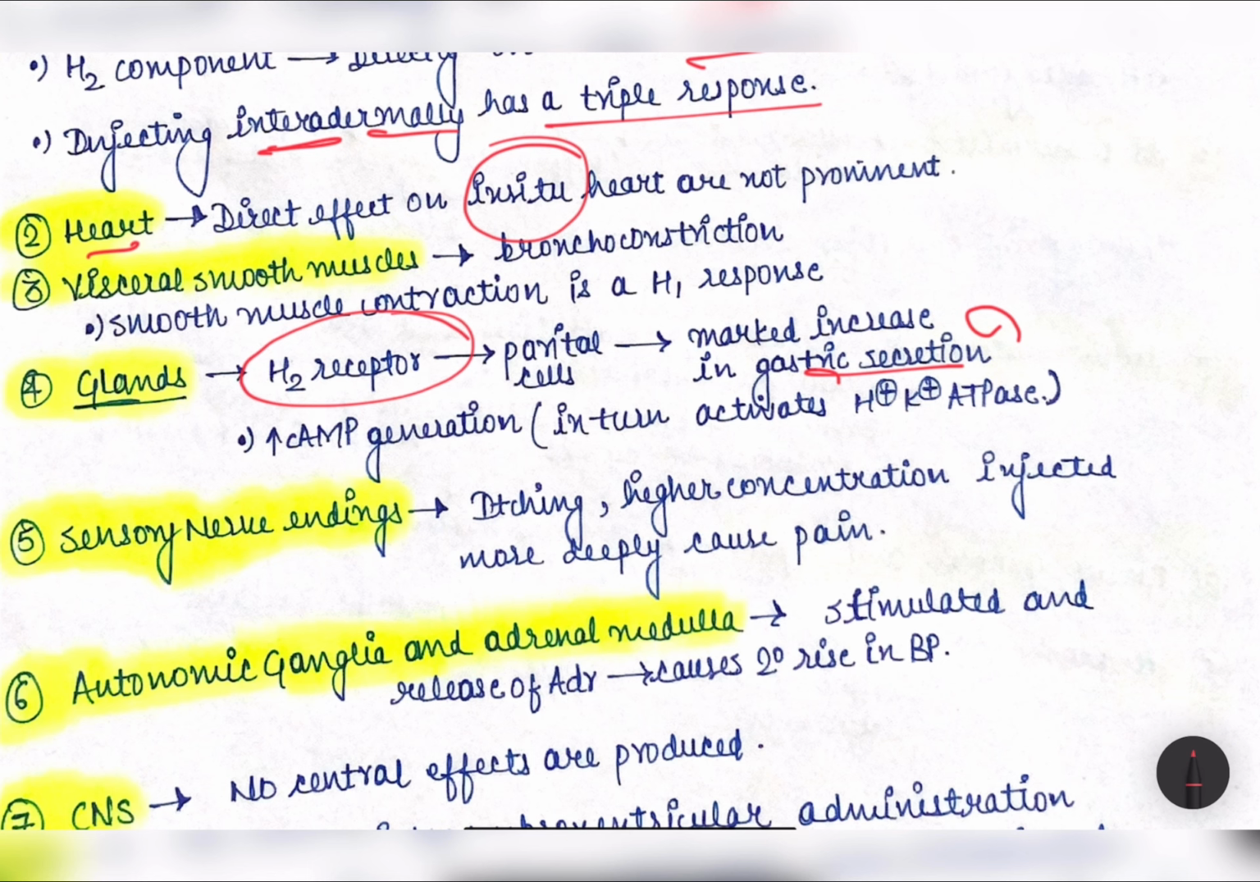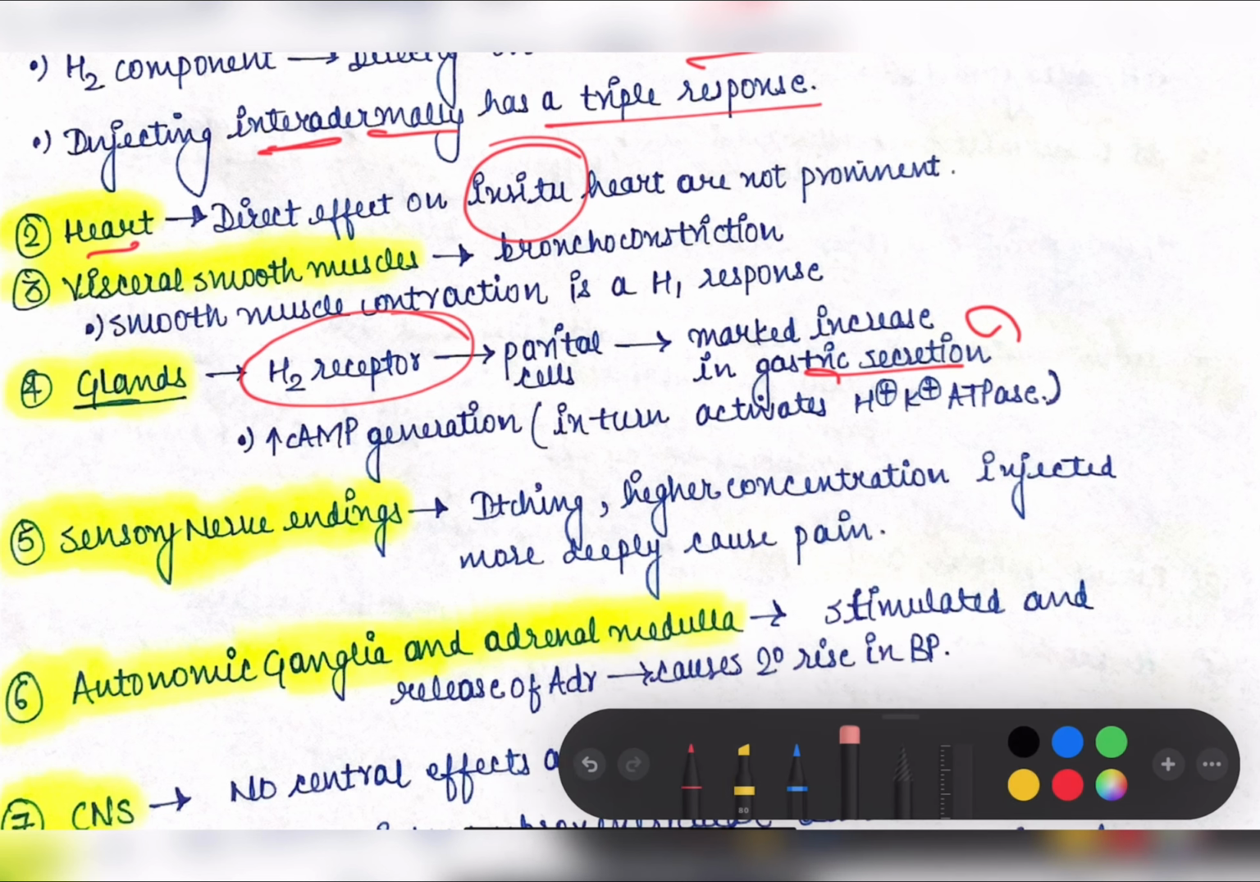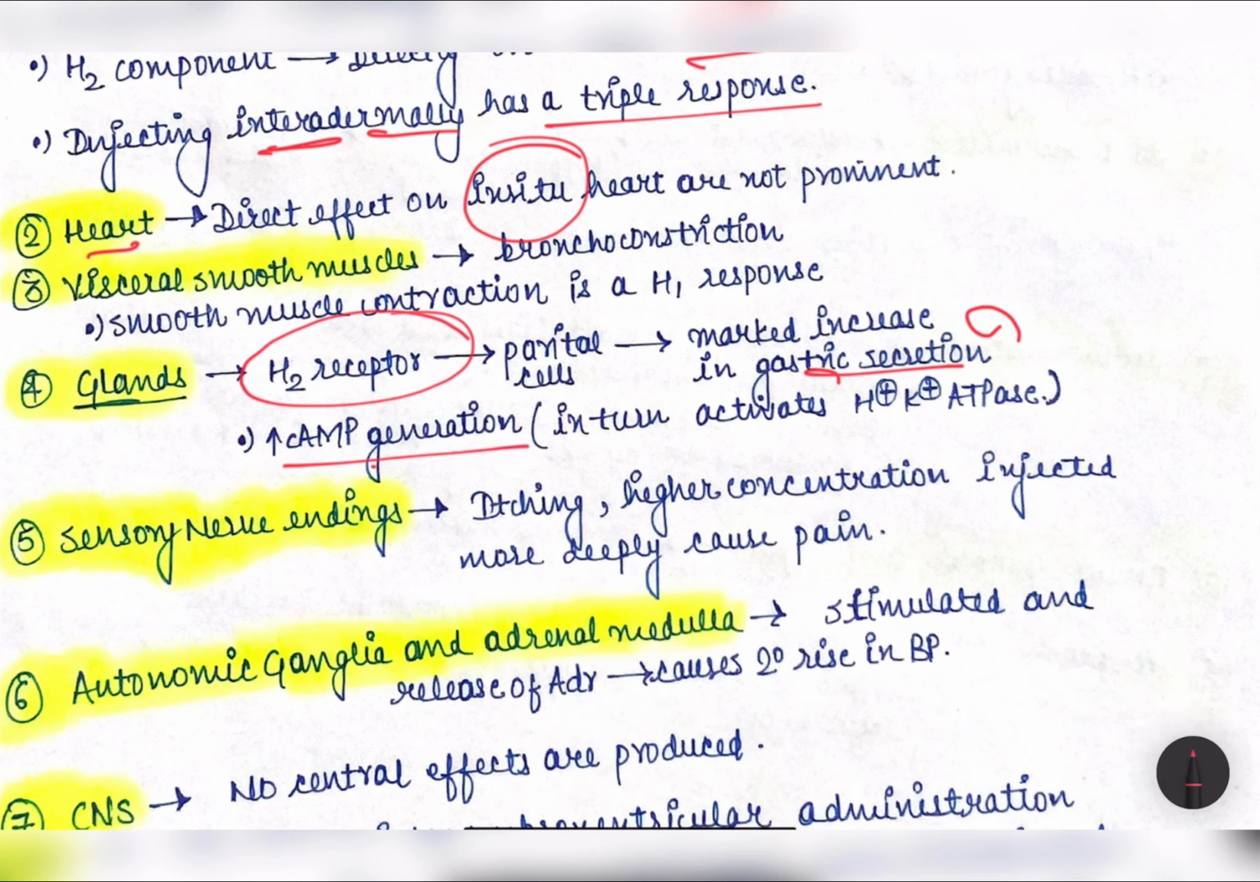There is a direct action of H2 receptors on parietal cells, mediated by increased cAMP levels, which in turn also activates the proton pump present on the membrane of the parietal cell. The proton pump is hydrogen potassium ATPase. Histamine can increase other secretions, but the effect is hardly seen.